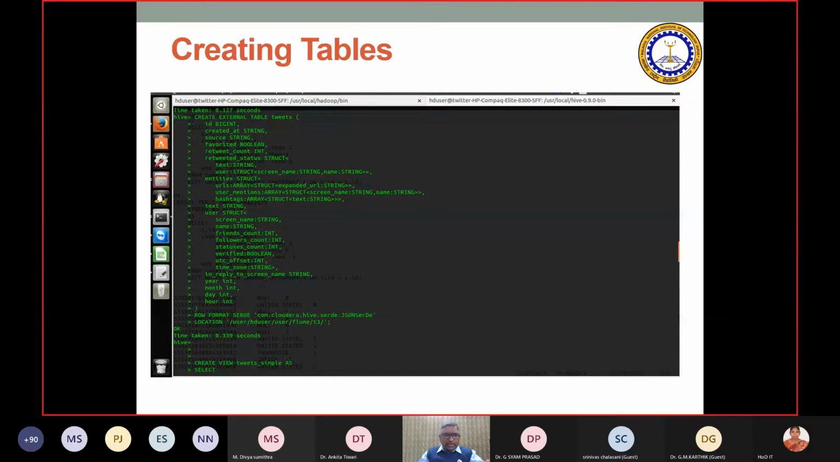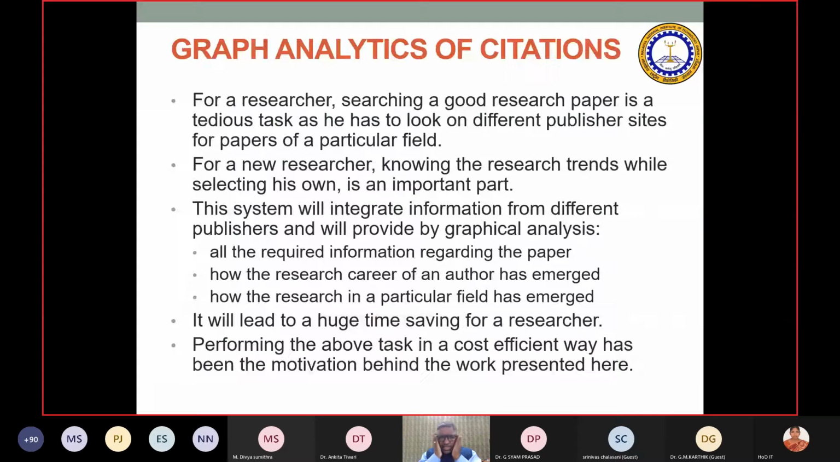So this is how on the Hadoop environment on Hive you are creating a table, and then you do the program which is running using Hive. You did that, and then you do the tweet analysis, right? So that was another problem.